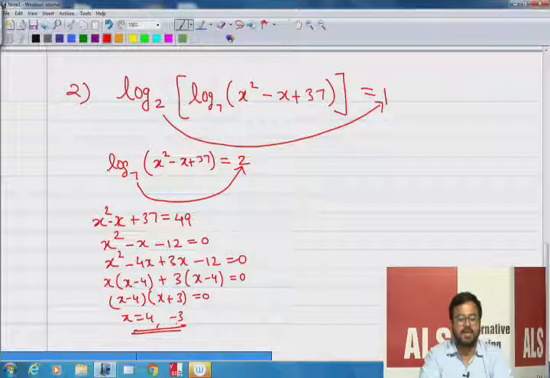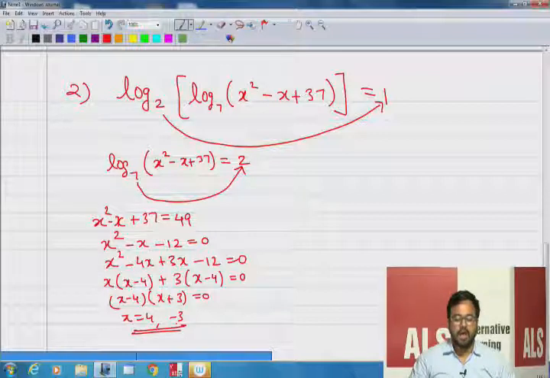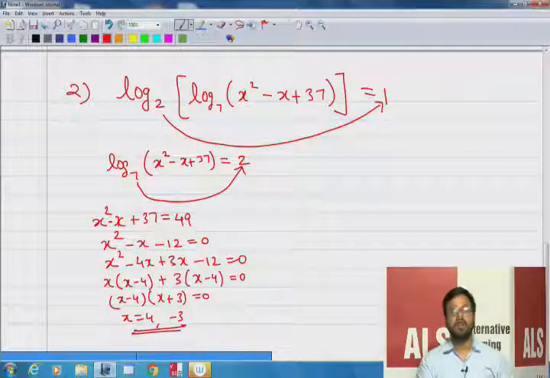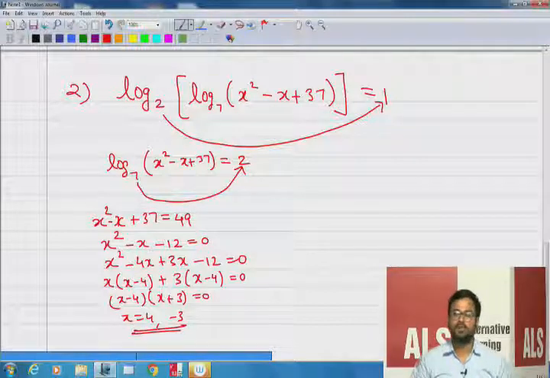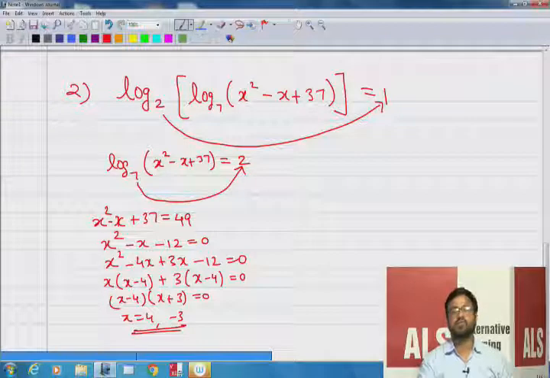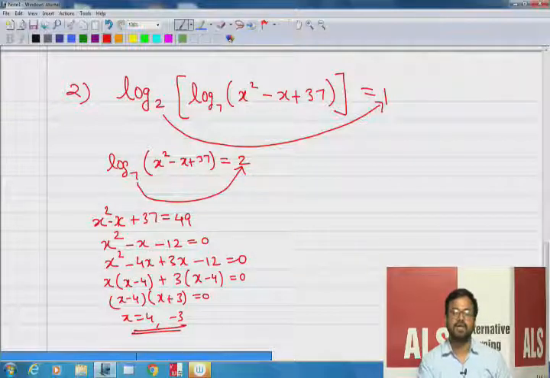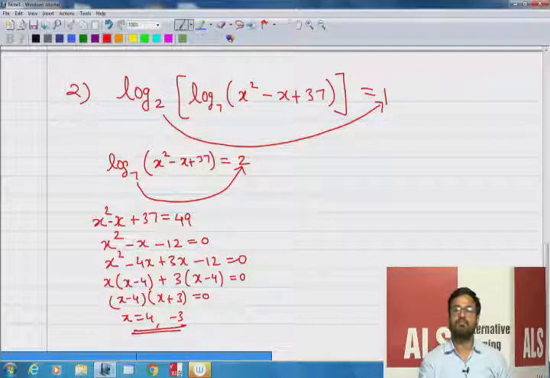This is the answer. Now in these types of logarithm question, after getting 4 and minus 3, you also have to cross check whether 4 and minus 3 are valid according to the question or not. Validity according to the question means, as I have told you in the first class, that logarithm is valid only for the positive numbers. So you have to check by substituting 4 in the expression, whether the number for the logarithm is positive. If it is coming out to be negative, then it will not be valid.